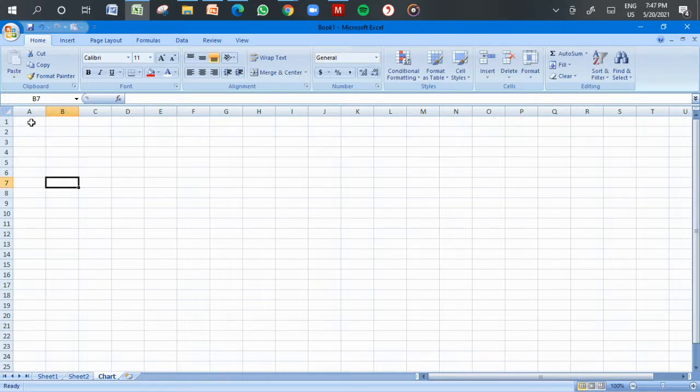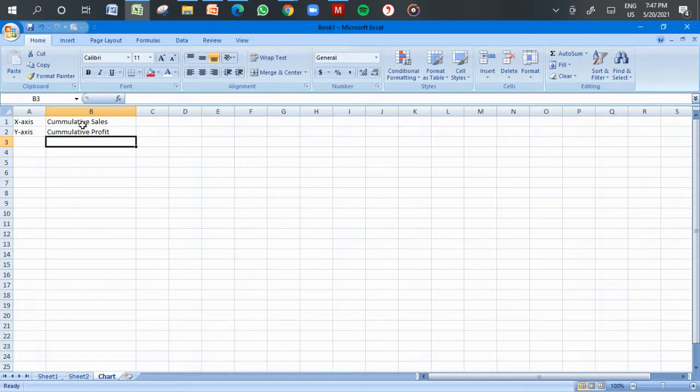Okay, so it's simple. What you need to do: on the x-axis you are going to put cumulative sales, and on the y-axis you are going to put cumulative profit. These are the two things that we require. On the x-axis, which is the horizontal line, we put cumulative sales. On the y-axis, which is the vertical line, we put cumulative profits.